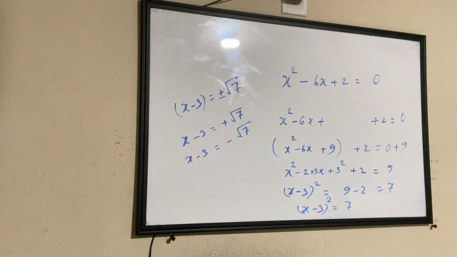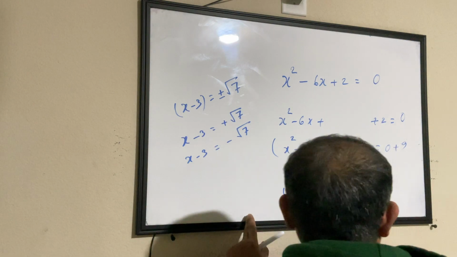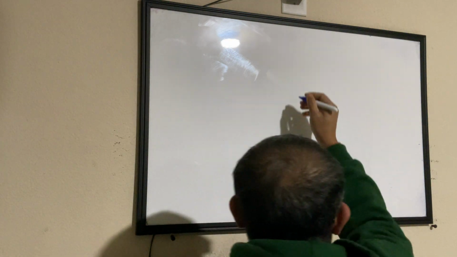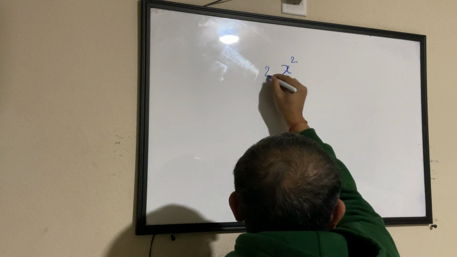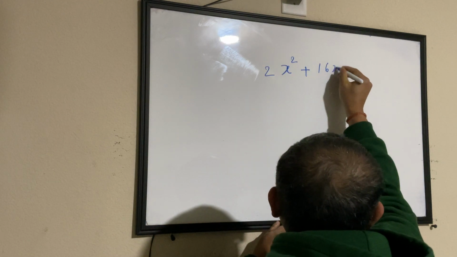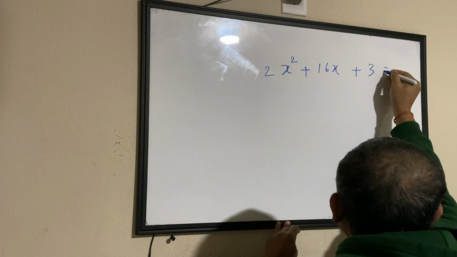So if you say you understood, then that gives you another opportunity to solve another problem. Let's try using this method of completing the square. There is nothing new here. It's just about applying the standard formula that we know and how we try solving it. So if I give you an equation, 2x squared plus 16x plus 3 equal to 0.